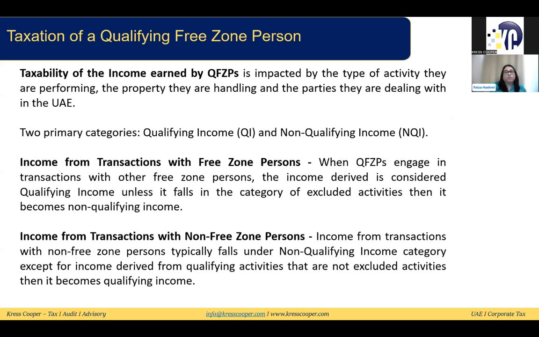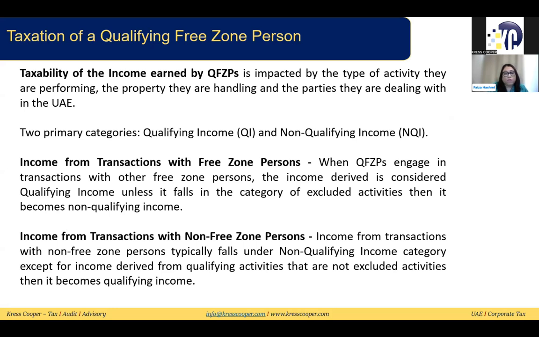Now, the taxability of the qualifying free zone person is impacted by the type of activity they are performing, who their customers are, who the parties they are dealing with are, and the kind of property they are handling, and where the property is located as well. For a qualifying free zone person, there can be two types of income, qualifying income or non-qualifying income. When a qualifying free zone person is engaging in any transaction with other free zone persons, the income derived is considered qualifying income unless it falls in the category of excluded activities. Then it becomes non-qualifying income.